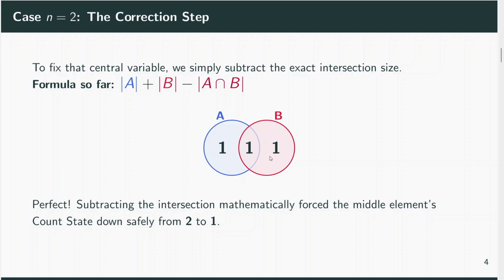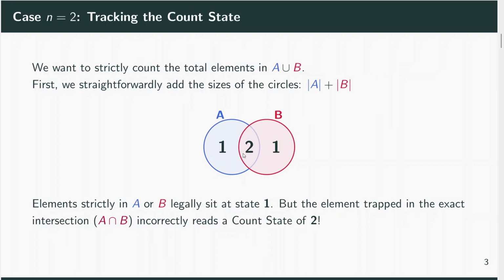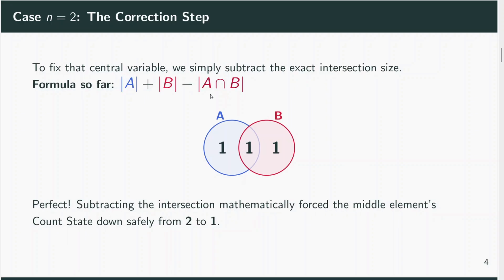Still good. Now look at that center element, the one that was causing trouble. It started at count state 2 after the first step. And now we subtract the size of A intersect B, and this center element lives inside A intersect B, so it gets subtracted once. 2 minus 1 equals 1. Its count state is now exactly 1. It has been brought back in line. Every single region in our picture now reads a count state of 1. The outer left region, 1. The center, 1. The outer right region, 1.